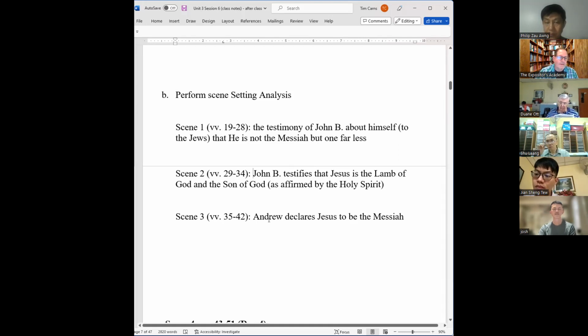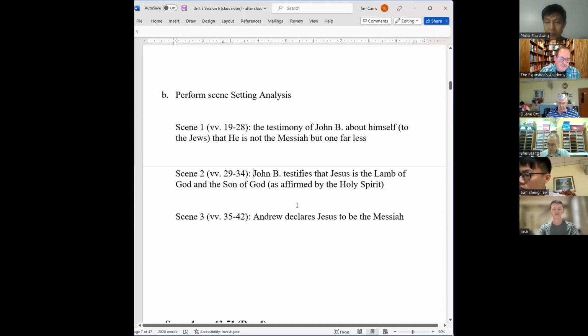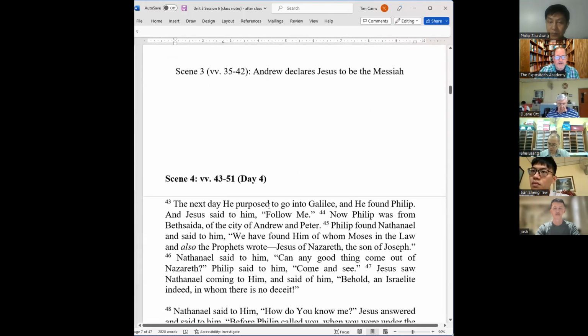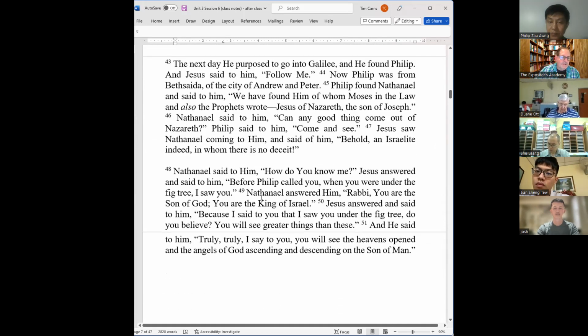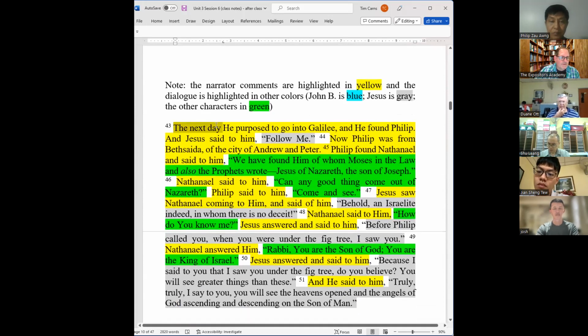And then on the third day, Andrew declares Jesus to be the Messiah. There's some other activity that third day, but a key part is what Andrew, one of the first disciples, says regarding Christ. Andrew, who was a disciple of John the Baptist, noticed Jesus and believes him to be the Messiah. And then we come to the fourth day. After Andrew makes that declaration, we come to the next day. Notice the fourth day here: the next day, Jesus purposed to go to Galilee.